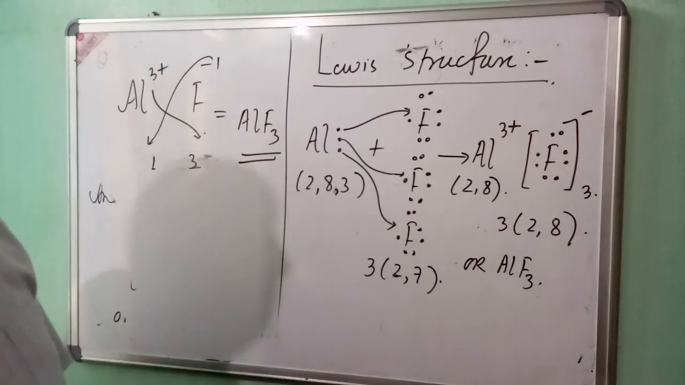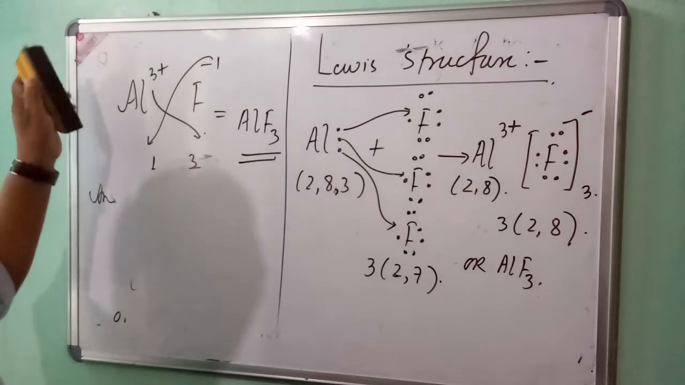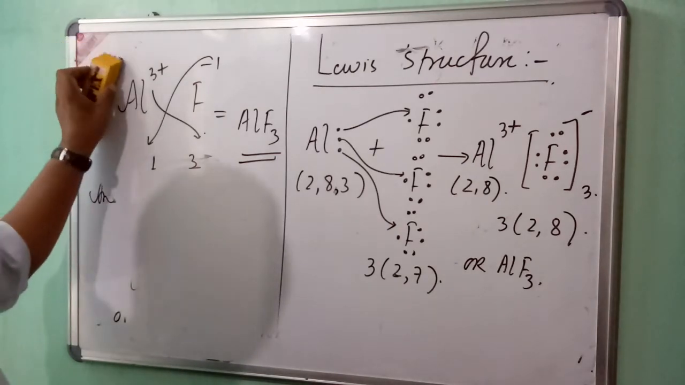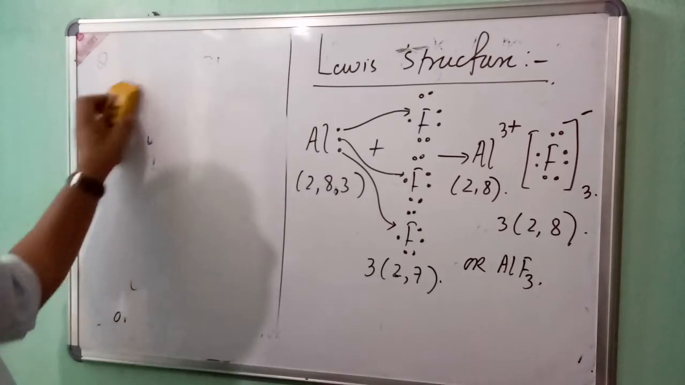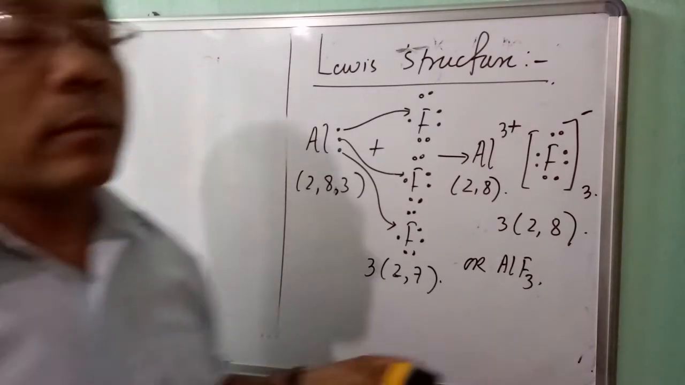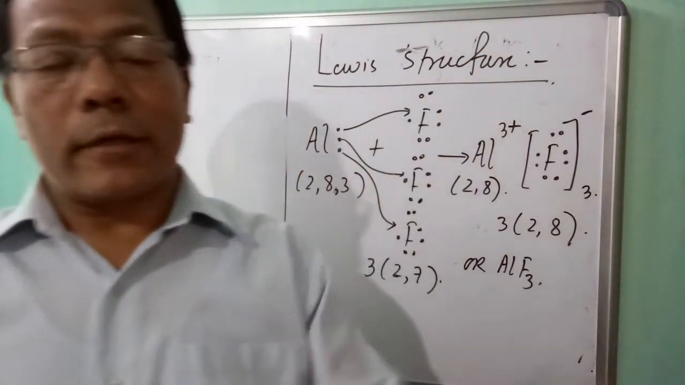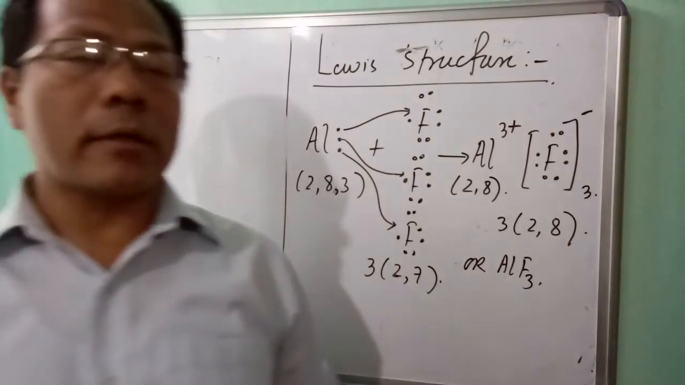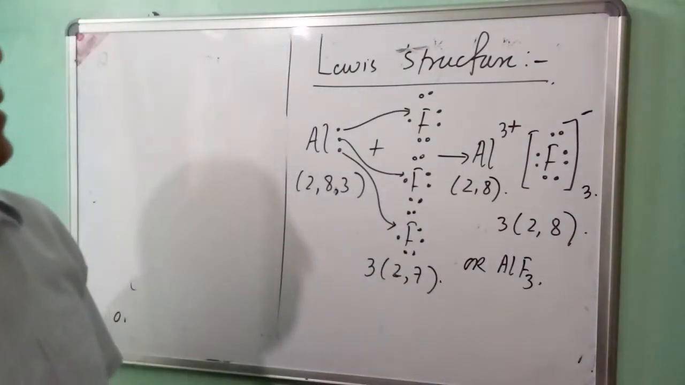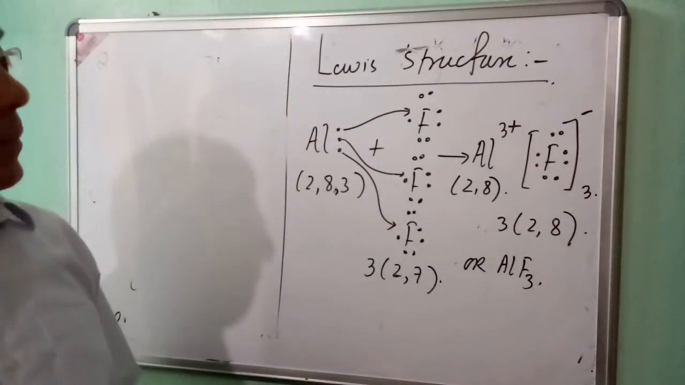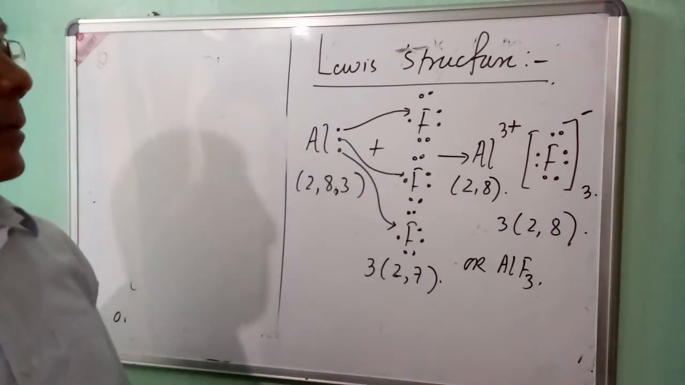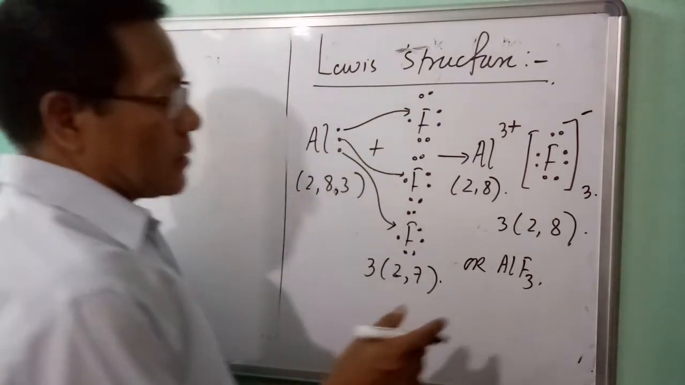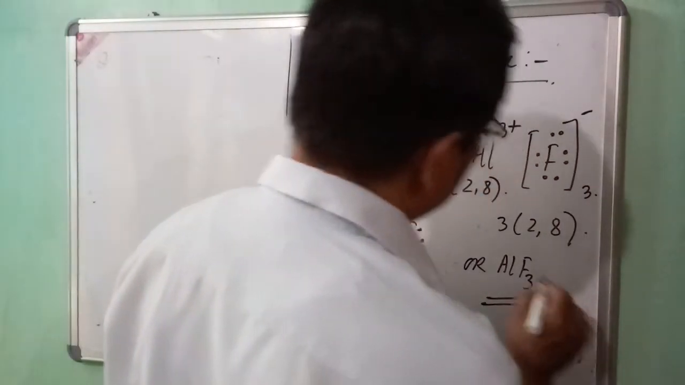So to draw the Lewis structure, first you have to find out the formula of the compound formed by the combination of metal and non-metal. And in order to find out the formula, you have to know the valency of the elements, then do valency crossing. After putting the formula, we draw the Lewis structure. So this is the Lewis structure of aluminum chloride.